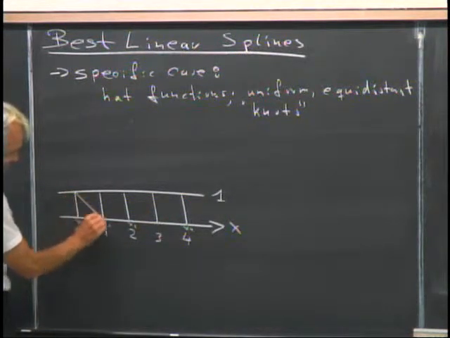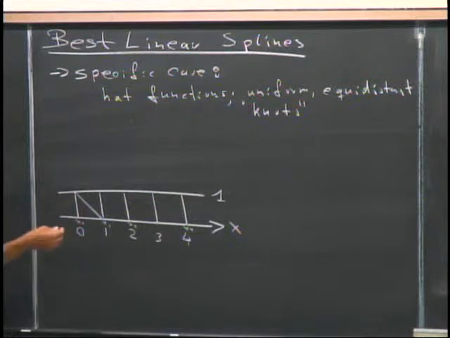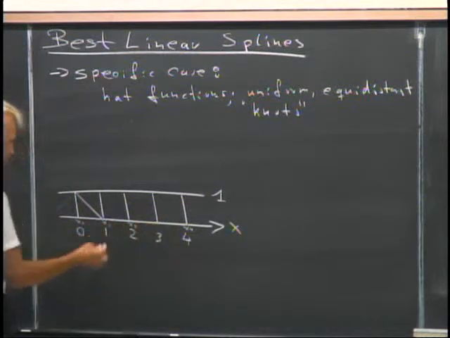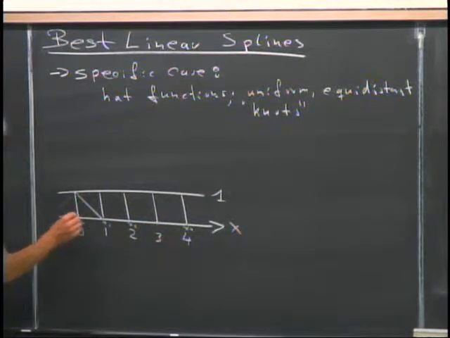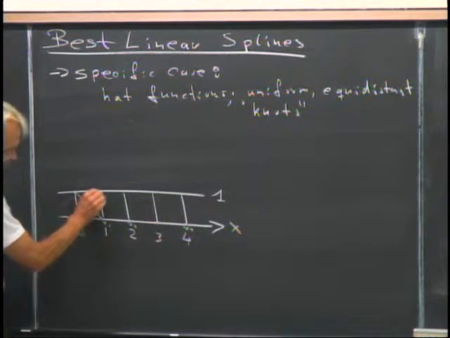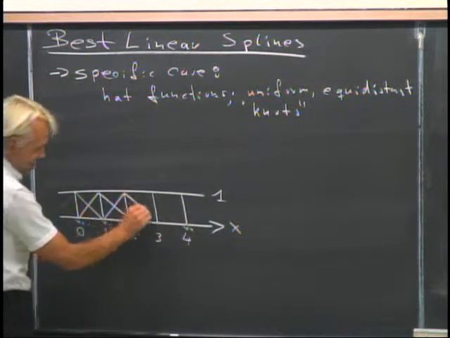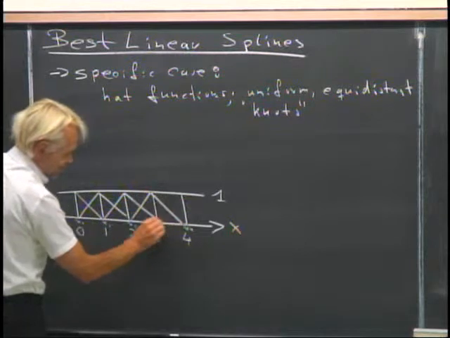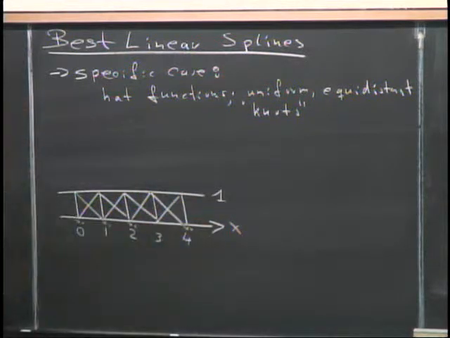They are hats. The first one starts here. Forget that part, we don't need that. We only want the parts over the interval 0 to 4. The next basis function is this guy. The next one is this guy. The next one is this guy. And the last one just goes up, and then the other part to the right we don't care about.